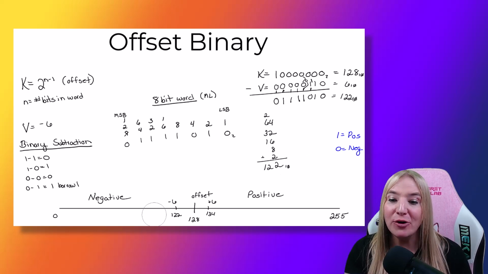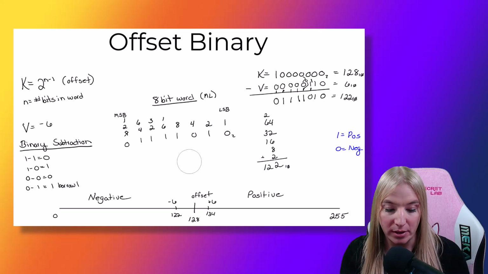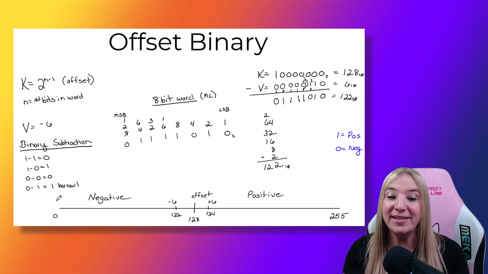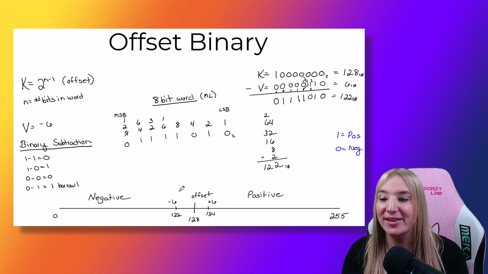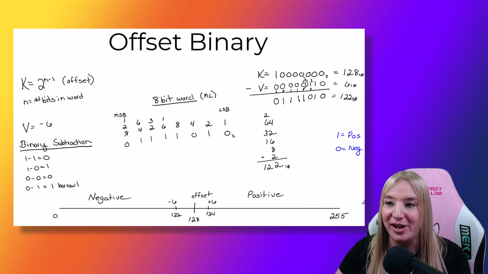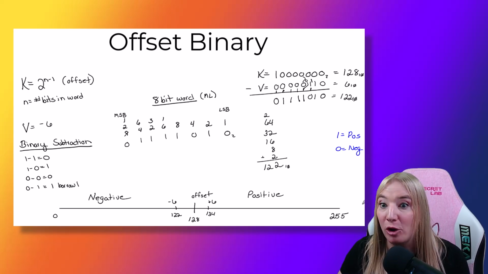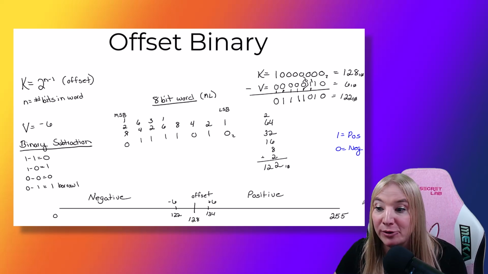So that's just showing you why it's called offset: we're offsetting from the middle point. So the 128, the k value, is the middle of this timeline. And it doesn't have to be 2 to the nth; they can use any number they want. So if an engineer knows what the smallest and largest possible values are supposed to be and what they're trying to do, they could use that.